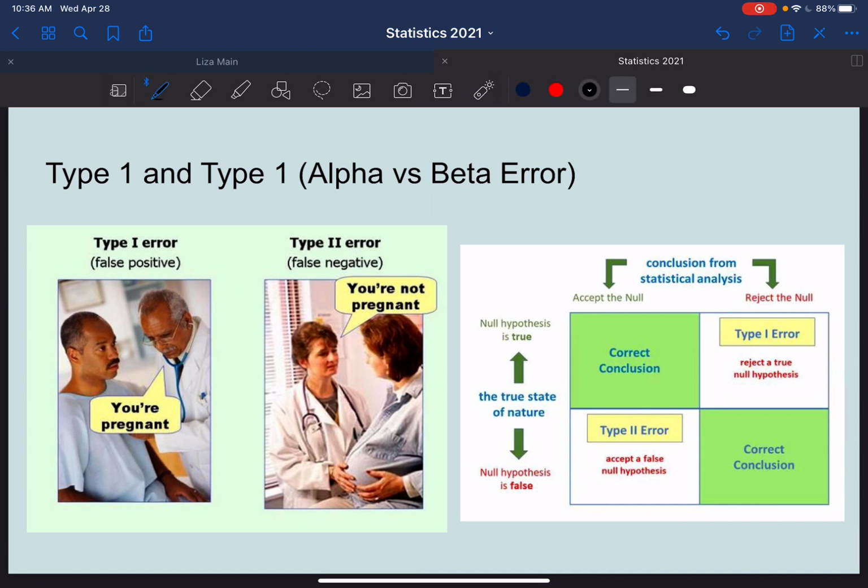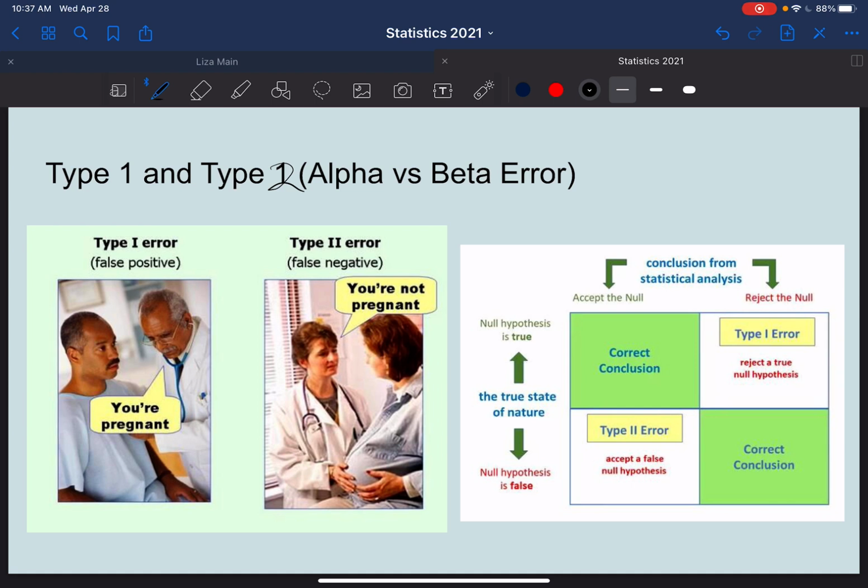This should say type 2. Type 1 and type 2 are types of error. So type 1 error is a false positive. It's where the null hypothesis, no difference, is what actually is happening, and you fail to reject it. You're like, oh no, there's really a difference when there's not.